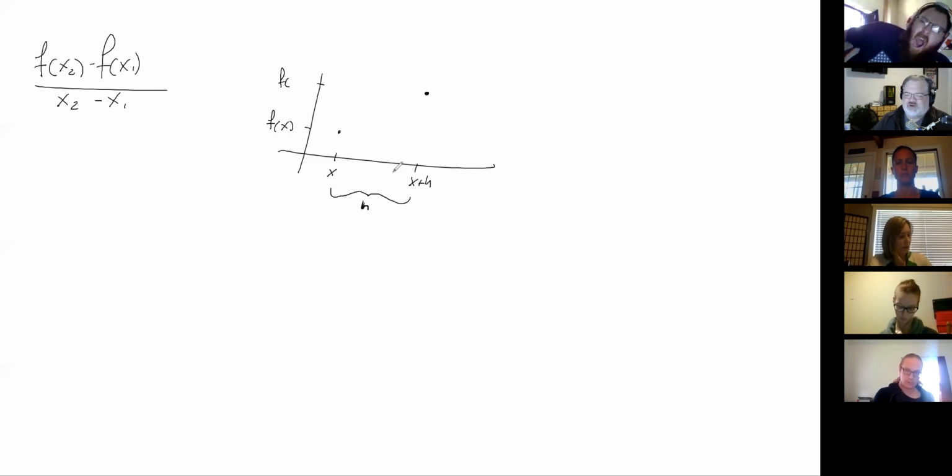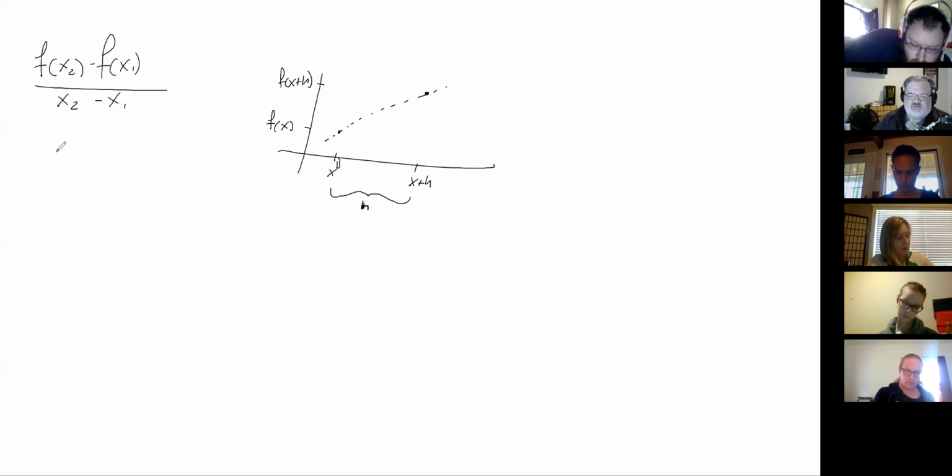So it's still our 2 x values. Like if this was a 5 and a 12, then we'd have 5 and 5 plus 7, the difference between them. So this would still be f of x. This would just become f of x plus h. So it's the same pieces, just instead of dealing with the two x values, we're dealing with one x value and the amount of change.